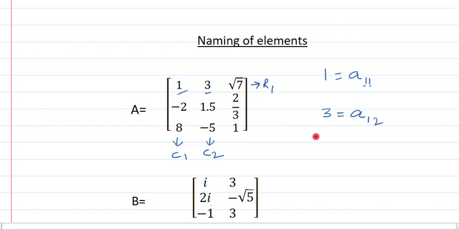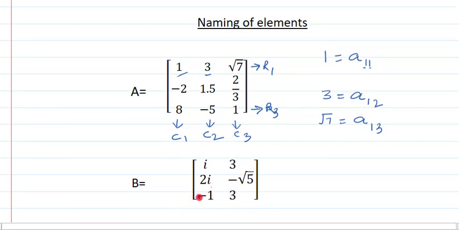Similarly, now let me take root 7. Root 7 lies in the first row and in the third column, so we can name this element as a13. Now I hope you understood how to name the elements. Like if I need to name the element -5, then clearly this -5 lies in the third row and second column. So -5 can be named as a32.